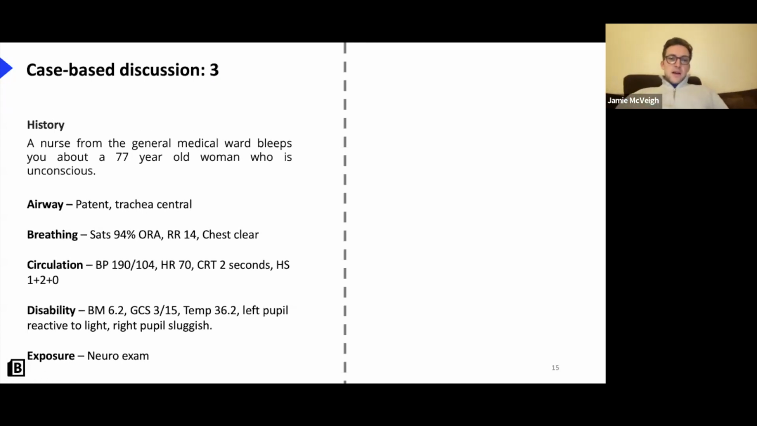So you get bleeped about a 77-year-old woman on the medical ward who is unconscious. Okay, as with the last one, there's no fall. This one is just unconscious, and that to me is quite a concerning sign. Over the phone, I would probably ask, are they breathing? Can you get obs on them? Have they got a pulse?